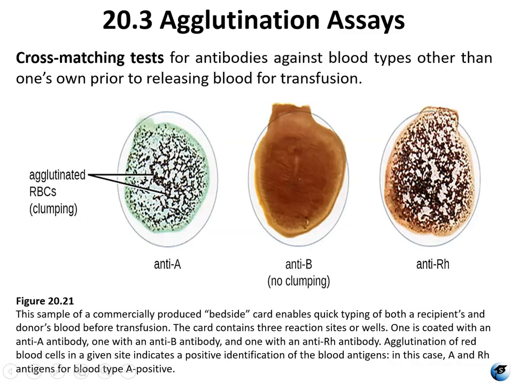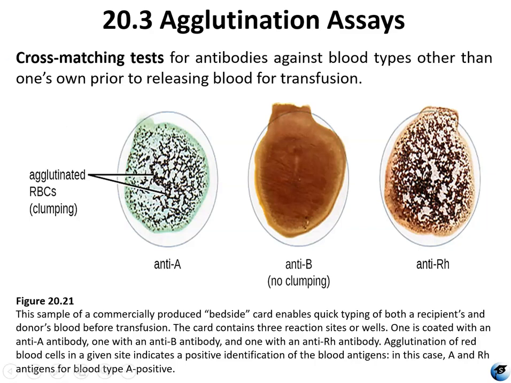Positive. Cross-matching tests for antibodies against blood types. So we talked about blood types in the last lesson and what can happen when grafts are rejected in different antigens that are involved in the ABO blood group. So you can see for blood typing, they use this agglutinated clumping phenomenon to determine if you have anti-A antigens, anti-B antigens, if you have both, if you don't have either one.